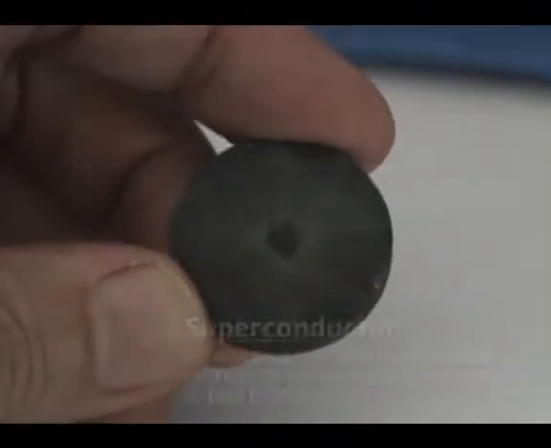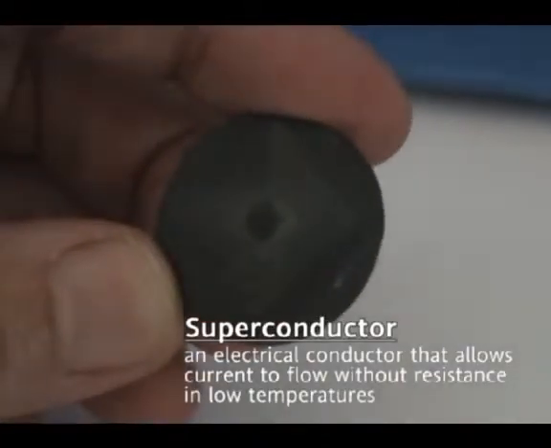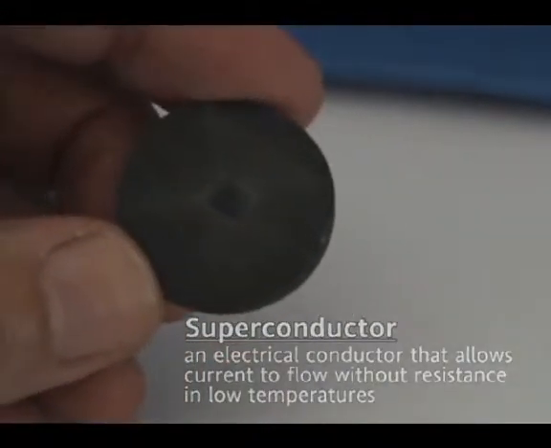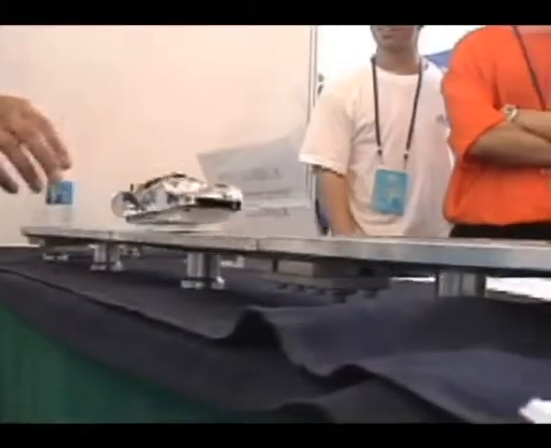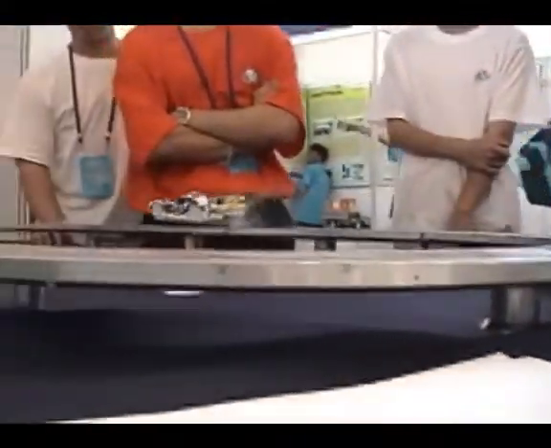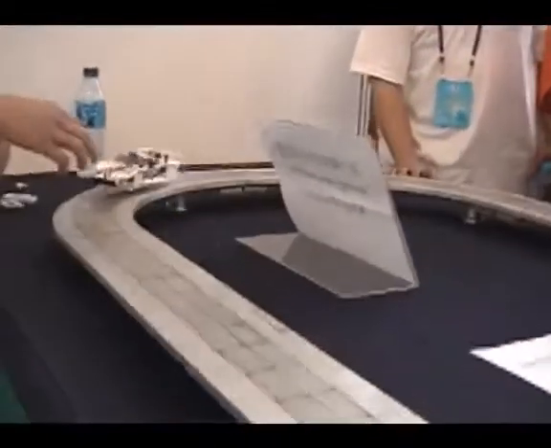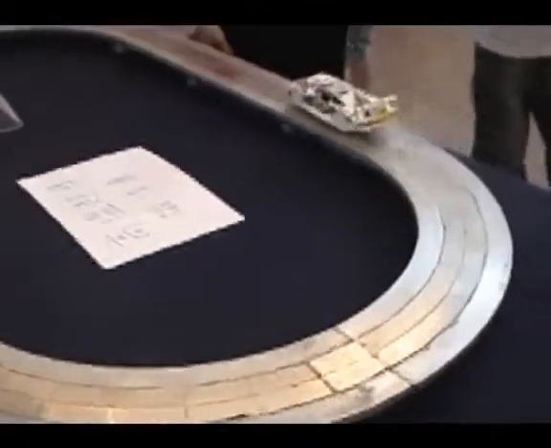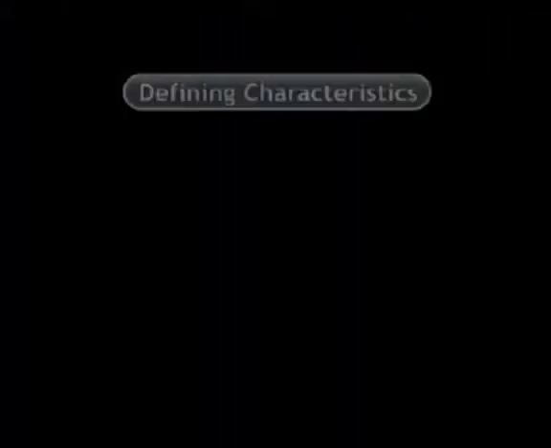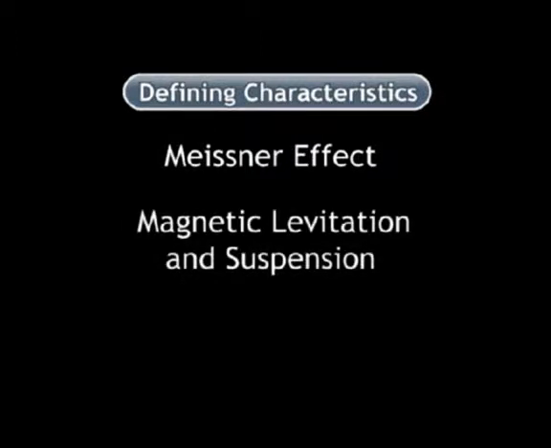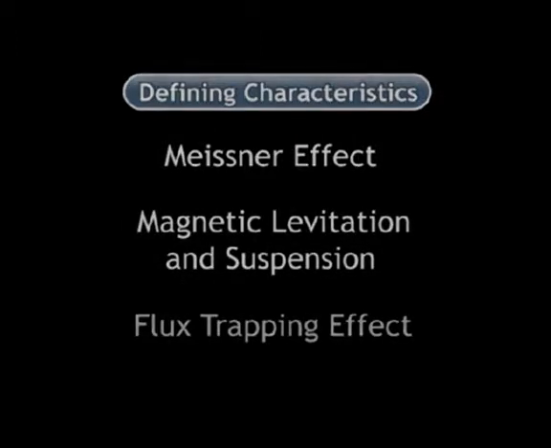Superconductors are defined as a type of electrical conductor that allows current to flow without resistance in low temperatures. This allows for the development of technologies such as high-temperature superconductor magnetic levitation vehicles, which are noiseless, frictionless, and easily accelerated. In this presentation, we will introduce a few defining characteristics of superconductors: the Meissner effect, magnetic levitation and suspension, and the flux trapping effect.